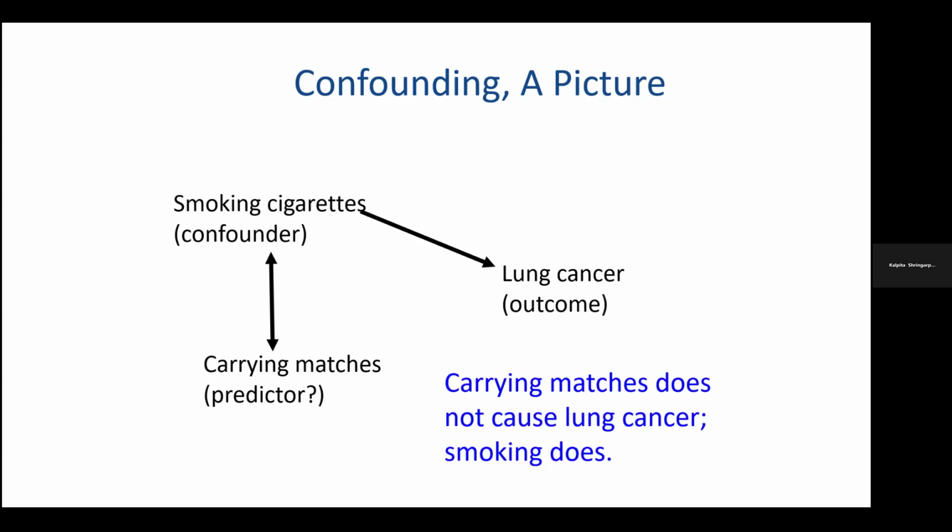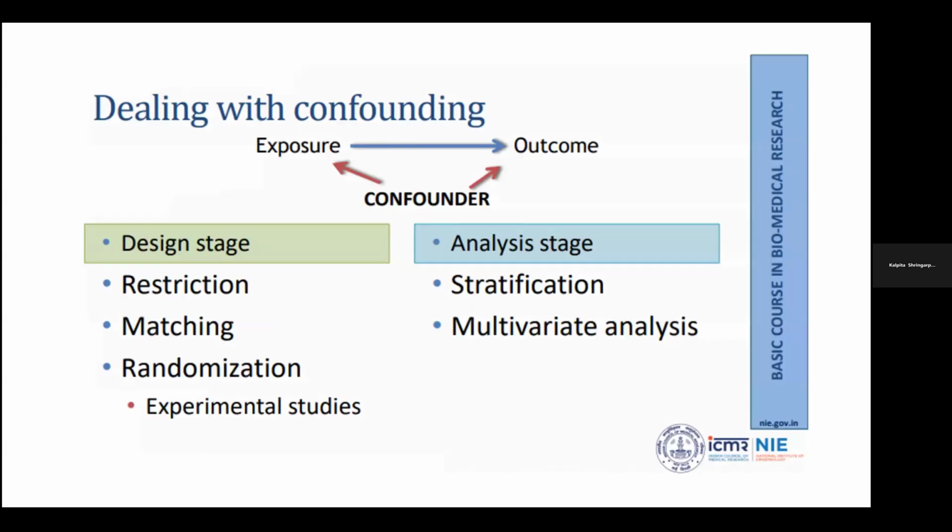Again, these estimates would be discussed in a few further sessions. So carrying matches does not cause lung cancer. It is actually smoking which causes lung cancer. And that is the confounder in this context. So how do I deal with confounding?